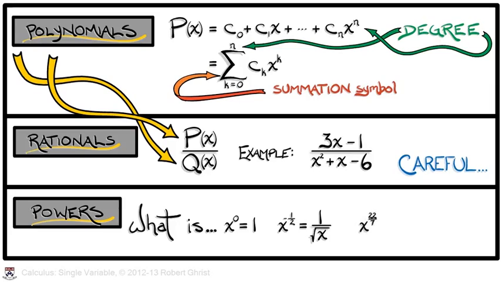What is x to the 22/7? Well, break this up into pieces. First, we take x to the 22nd power, and then we take the 7th root of x. Lastly, what is x to the pi? Well, we're not going to answer that quite yet, but you may have a guess, especially considering the fact that there are rational numbers that are very, very close to the irrational number pi.